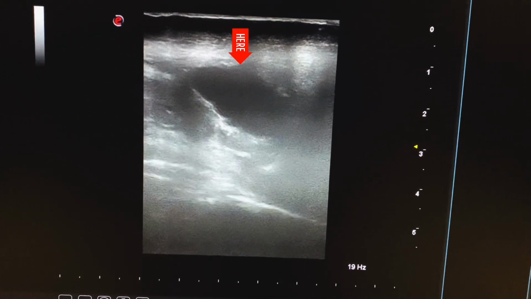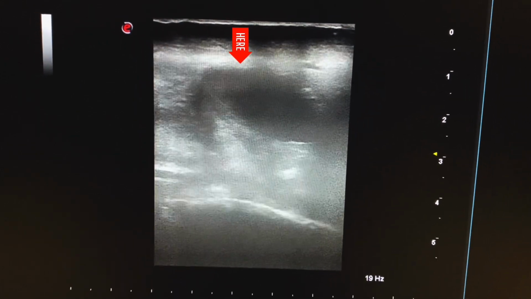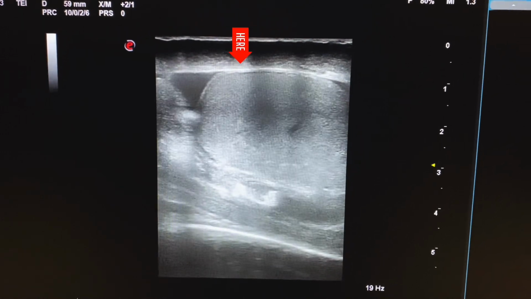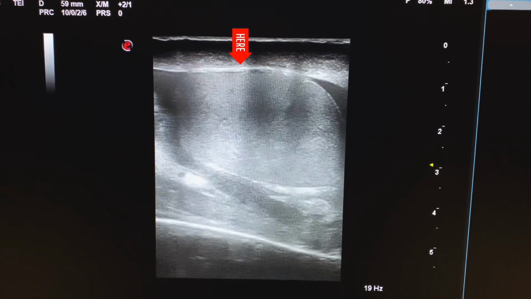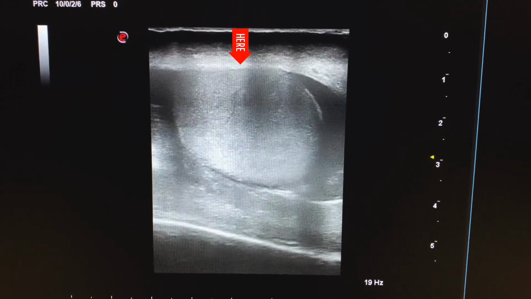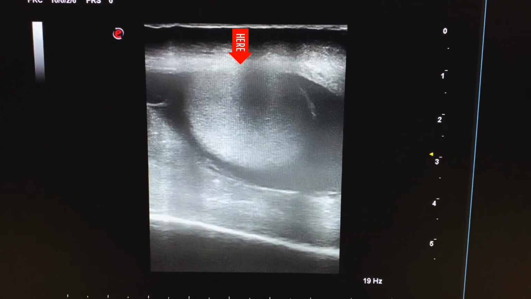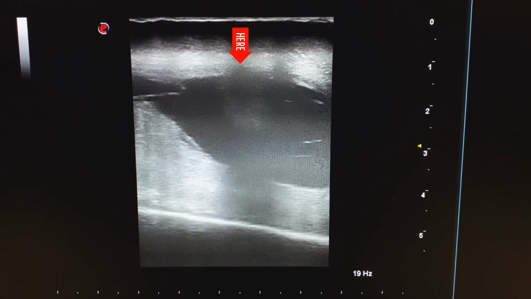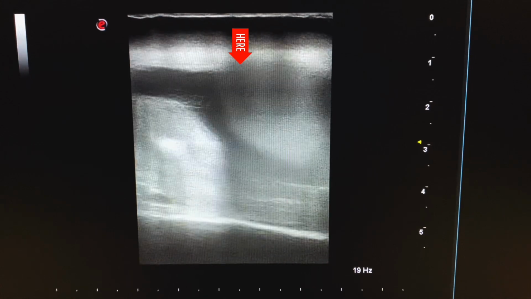A 45-year-old patient presents with a complaint of scrotal swelling and severe pain for 1 week. Now we start scanning of the scrotum. Here we see the right testis and free fluid in the scrotum.